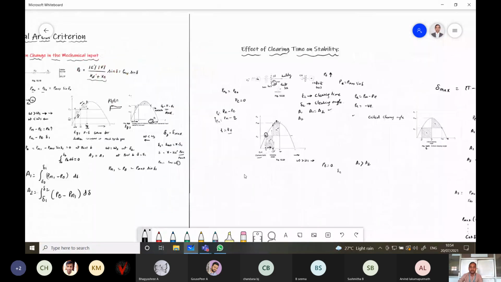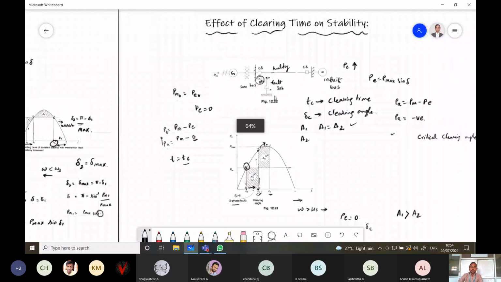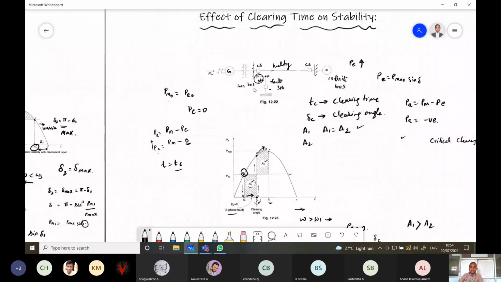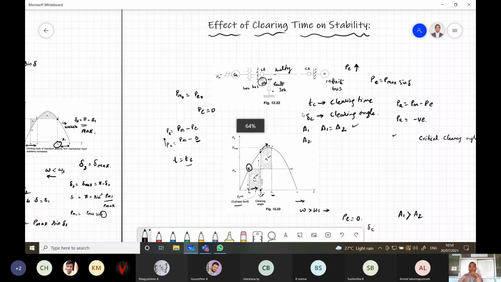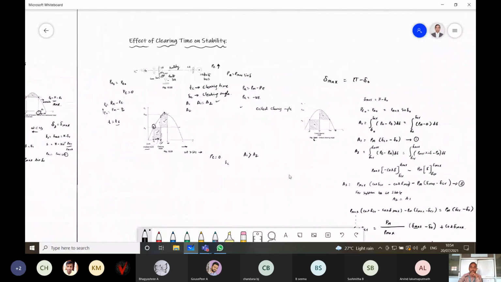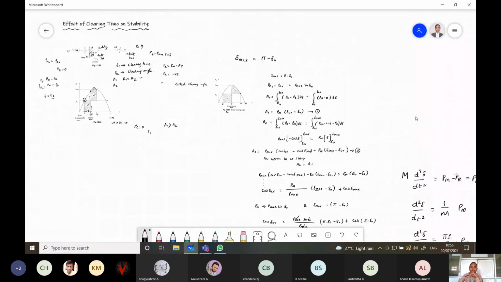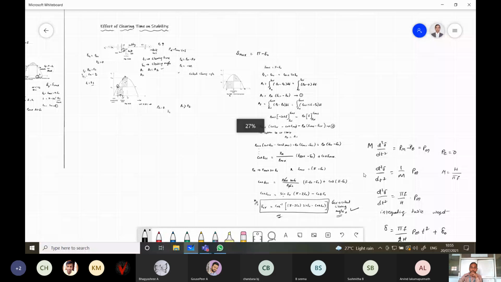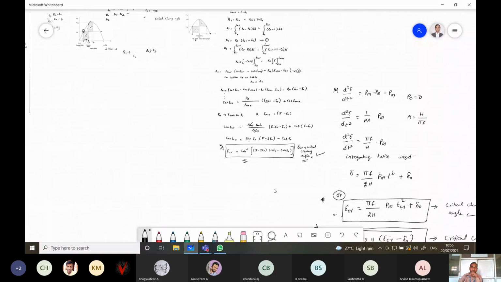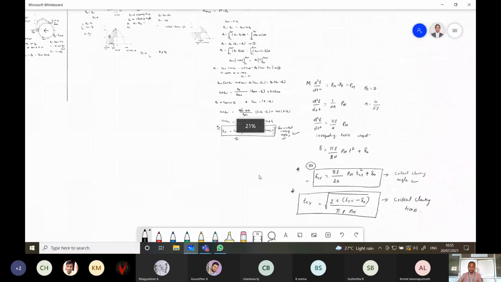And also we have found the effect of clearing time on stability. If you clear the fault very early, your system will become stable. If you clear the fault after the critical clearing angle, then your system will become unstable. That can be obtained from the critical clearing time, and the critical clearing angle expression is also derived from this equal area criterion. This is about today's class.